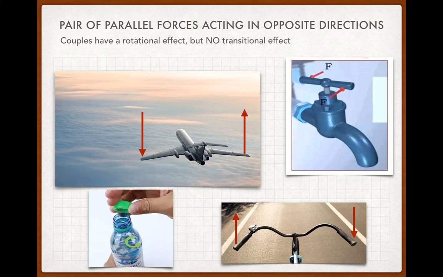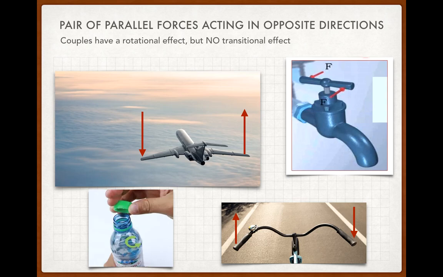The same with the tap. The couple causes the tap to rotate about the fulcrum, but it doesn't push the tap hinge or the top of the tap forward, back, left or right. And it's the same with the handlebars. It causes the handlebars to rotate about the fulcrum, but it doesn't push the bike forward or backwards.